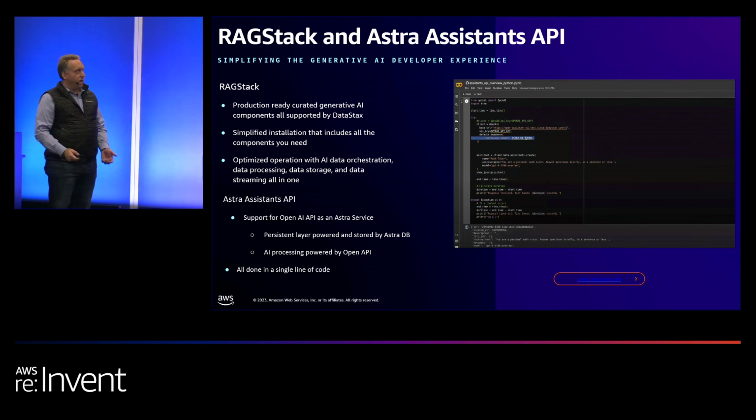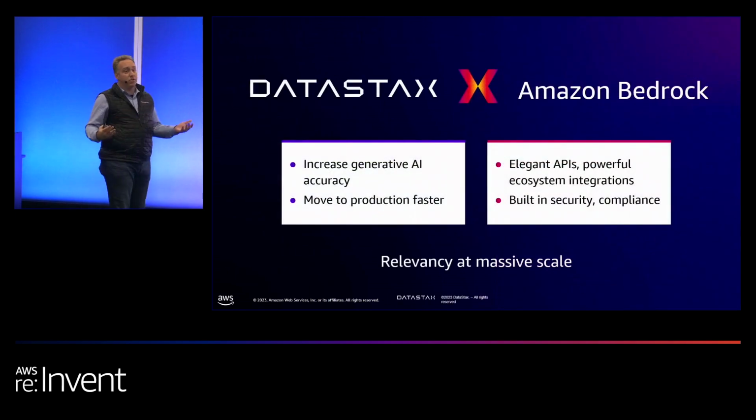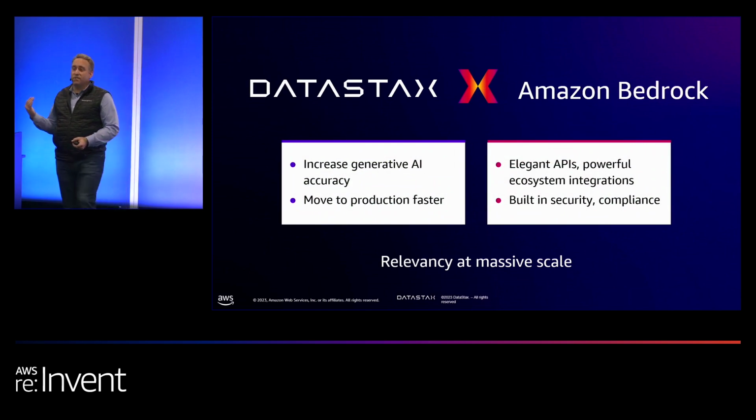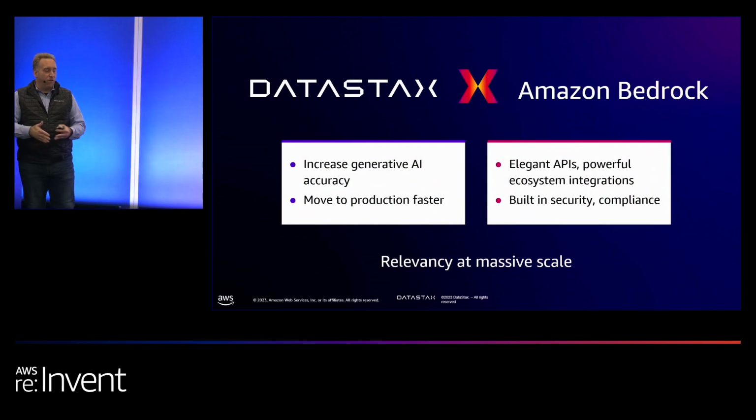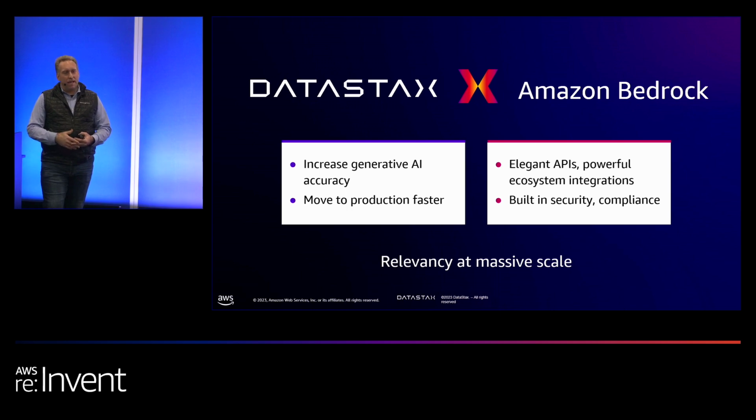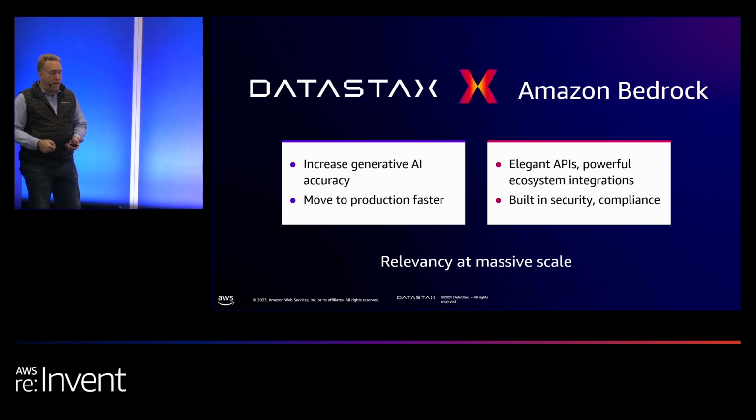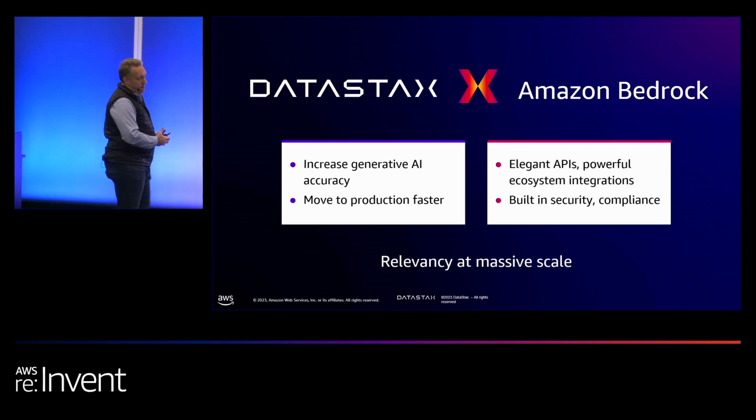So one of the other areas that we're very happy to announce this week is a full integration with Amazon Bedrock that allows you to increase your generative AI accuracy. If you look at the performance and scalability of our Astra DB platform and our Astra platform itself, it's all designed around how do we provide better accuracy, lower latency, and higher throughput. And so we're bringing that to Amazon Bedrock.